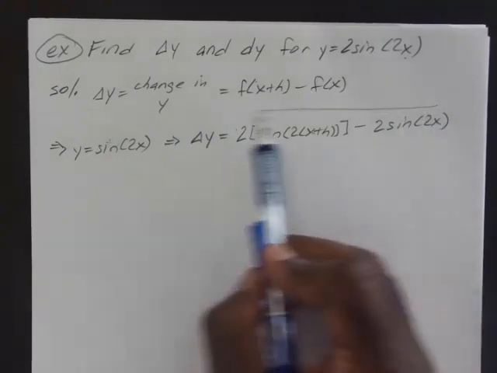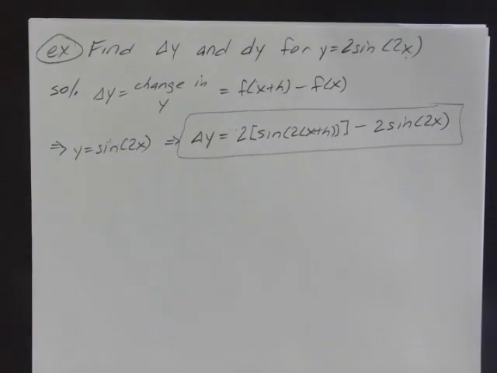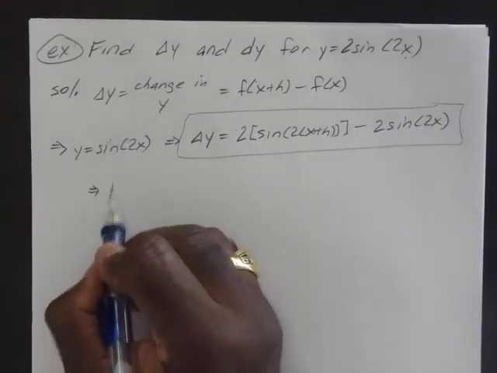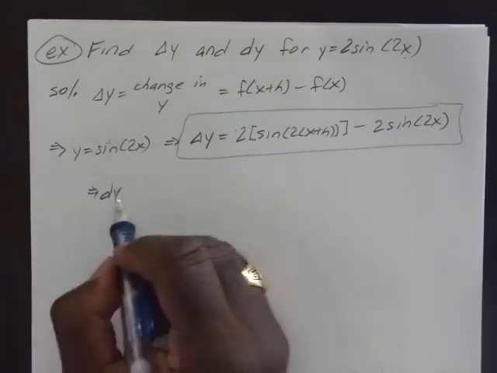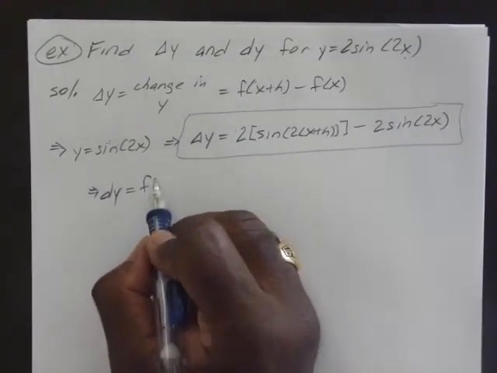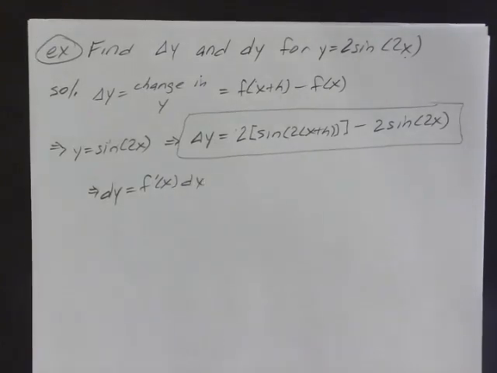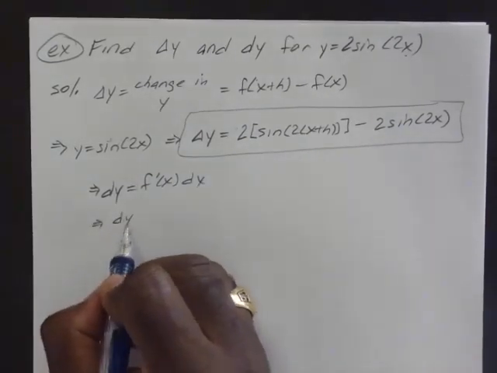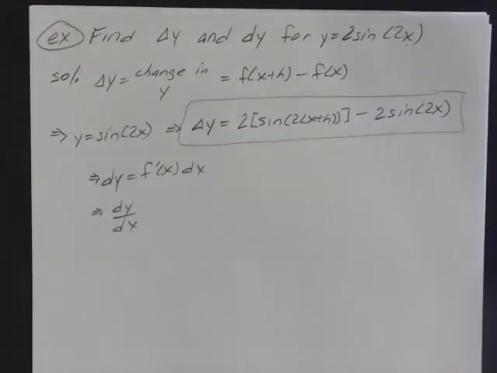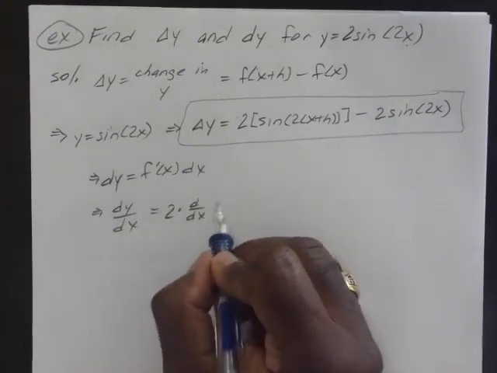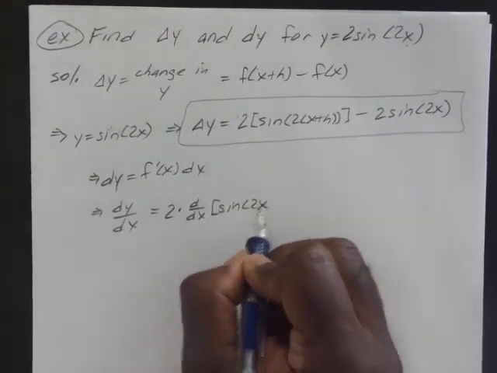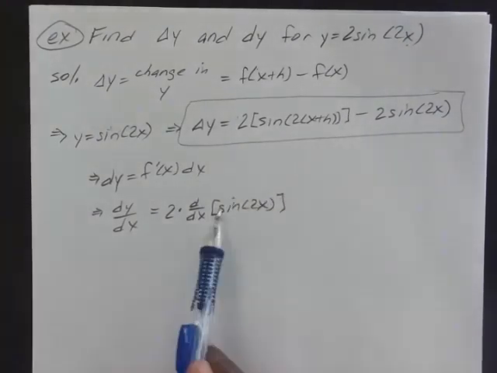Okay. So your delta y is just your change in y, where your dy is your differential of y. It's still just your change in y, but in a different form. So we know that dy is f prime of x dx. So first we have to find our dy dx, which is equal to 2 times the derivative of sine of 2x. We just factor the 2 out to the front.